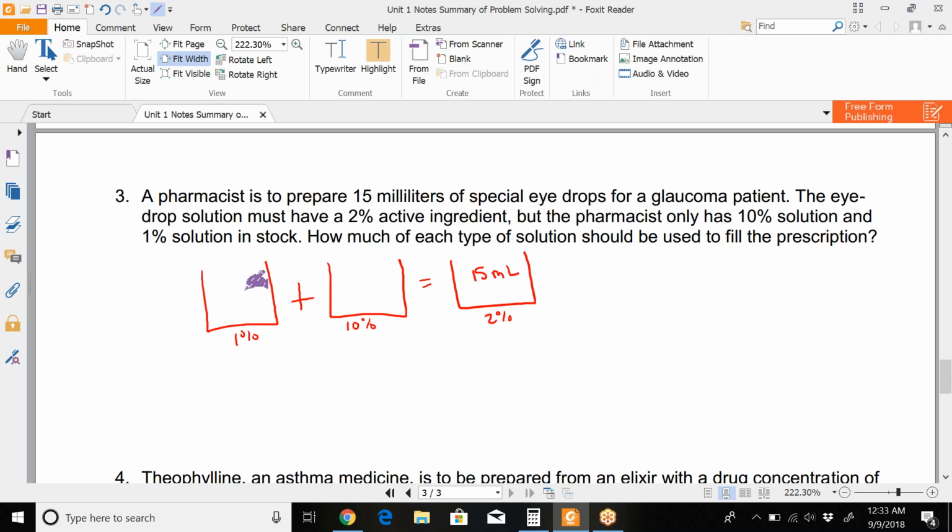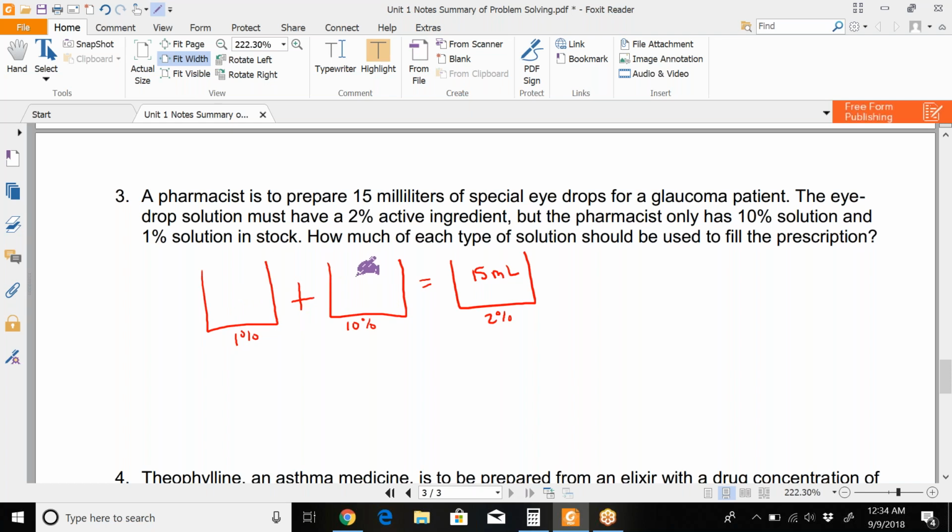And the question is, how much should each of these boxes be so that it melts down to a 2% mixture? Obviously, common sense would tell you we need a lot more of the 1 than we do of the 10 because we just barely want to bump up to 2%. That helps you know if your answer at the end is right, if you think about which one is closer to the final bucket.